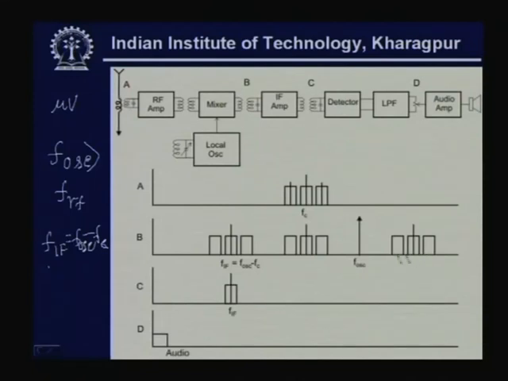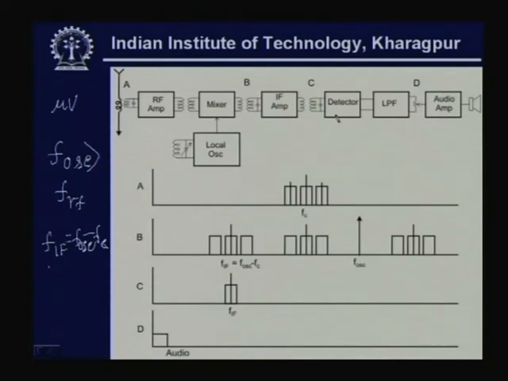Now, you simply filter that intermediate frequency with the help of an intermediate frequency amplifier. The intermediate frequency amplifier not only filters out this frequency component, it also amplifies it. So, it does the filtering and amplification together, and then it is applied to a detector. That detector will generate the baseband signal.